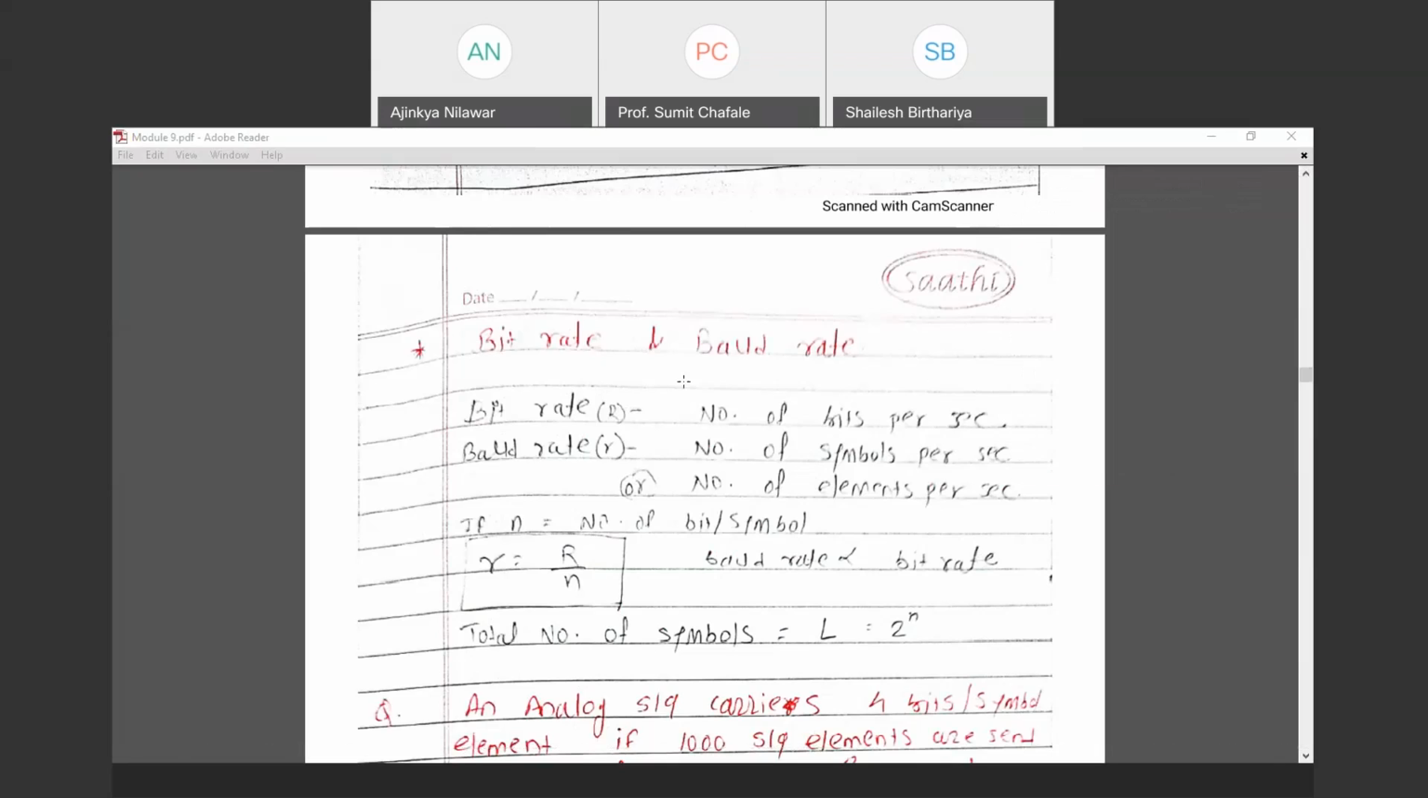Okay. Then number of symbols, and this is how Sumit sir. Hello. Hello.